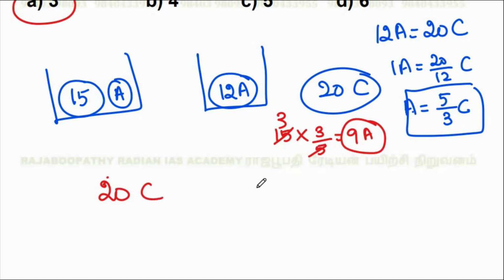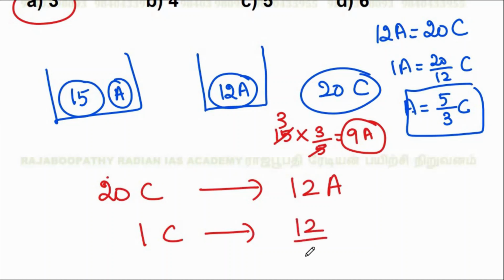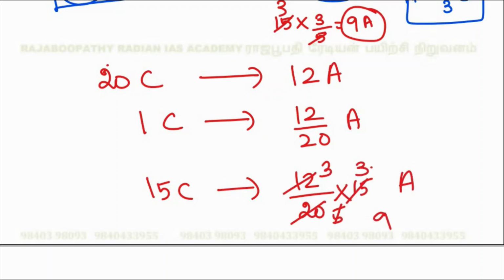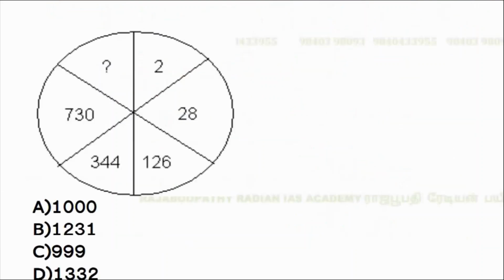20 children is 12 adults. Then 1 child is equal to 12 by 20 adult. Now 15 children is equal to 12 by 20 into 15. So how many adults? So 15 children is equal to 9 adults. Therefore, 3 more adults can be accommodated.